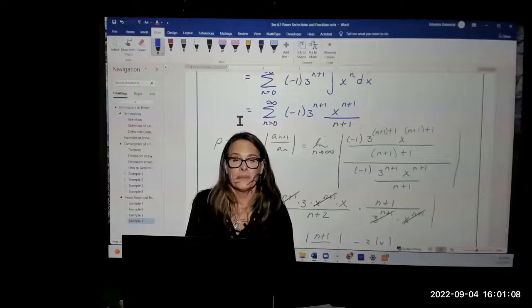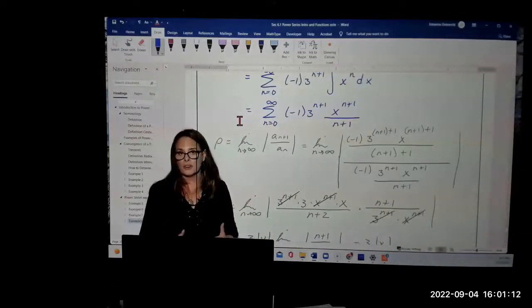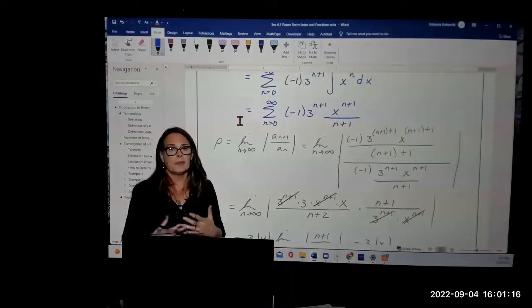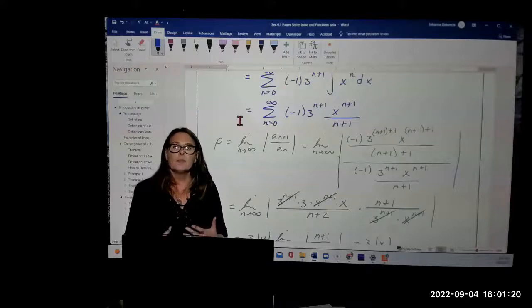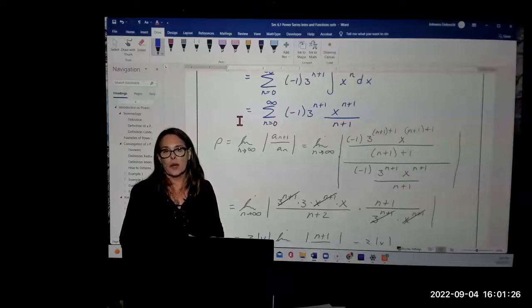I know that power series are rather difficult when you first start working with them, and the problems get very long. You have to be very careful with your exponent rules and your algebra. Make sure that you really have the ratio test down well. That will help you when you're representing functions with power series.